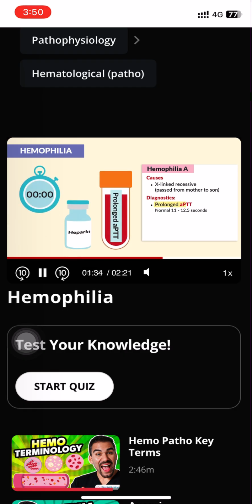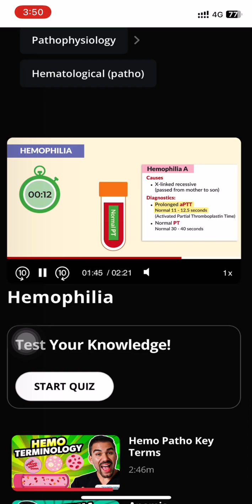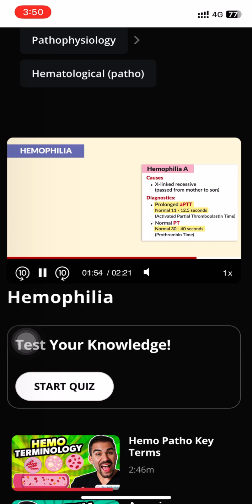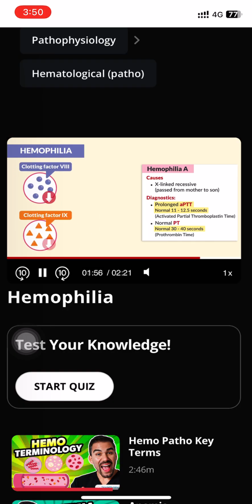The first is a prolonged APTT, activated partial thromboplastin time. Normally, it's between 11 and 12.5 seconds. And we see a normal PT, that's normally between 30 to 40 seconds. This is a prothrombin time. Now you're probably asking yourself, why is the PT normal? Well, it's normal since these conditions are caused by defects in clotting factor 8 and 9 in the coagulation cascade, which PT does not measure those clotting factors specifically.